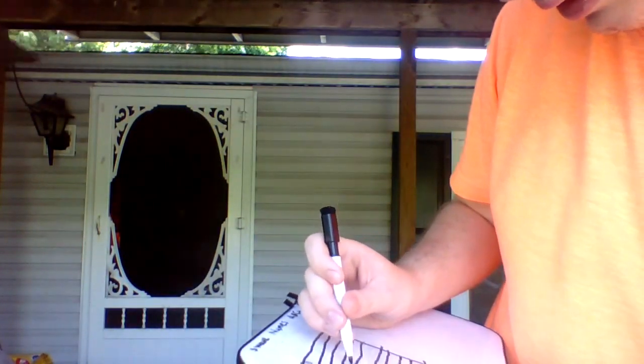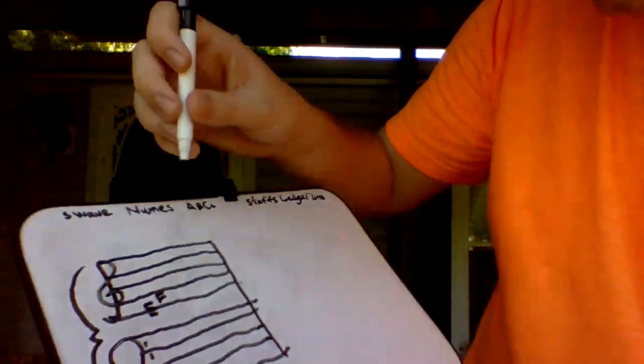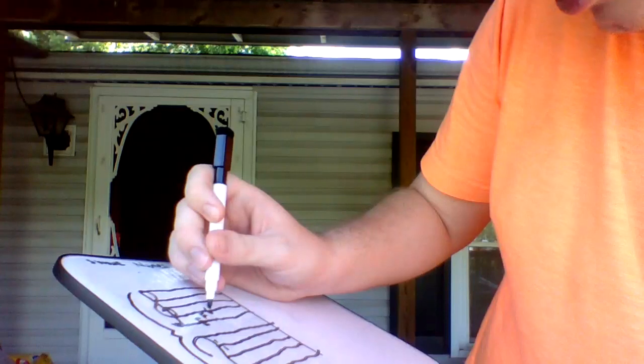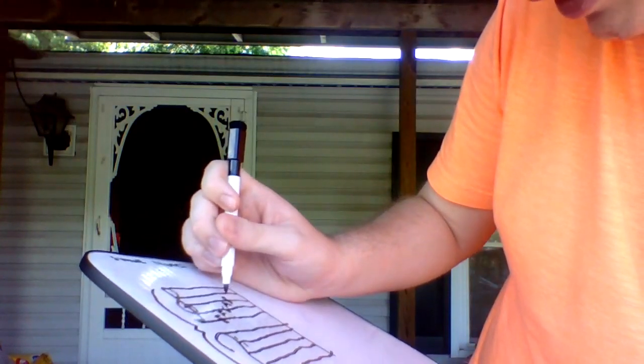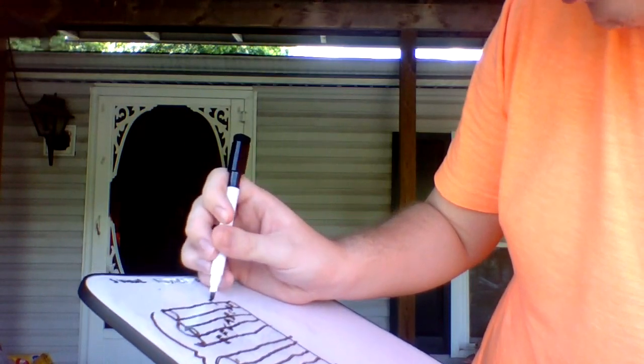So the treble clef staff bottom line starts on E. Then the next space is F. Then the line above that's G. Then you keep going. Space A, line B, space C, line D, E. Then that top line's F.